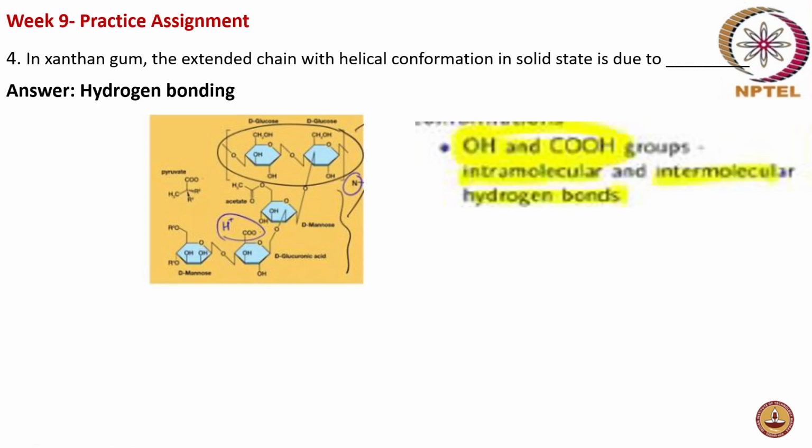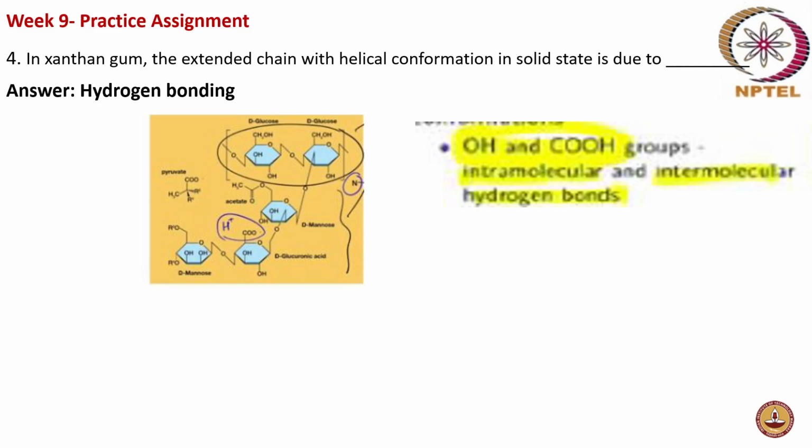So intermolecular and intramolecular hydrogen bonding. This OH group and COOH group will form hydrogen bonds within the molecule, which leads to a helical structure, and also intermolecular hydrogen bonds that lead to the extended chain conformation. So because of both of these, you will have an extended helical conformation.